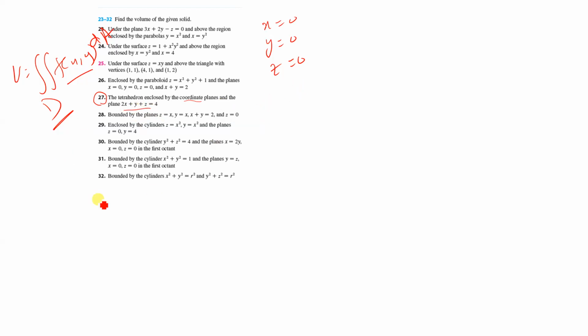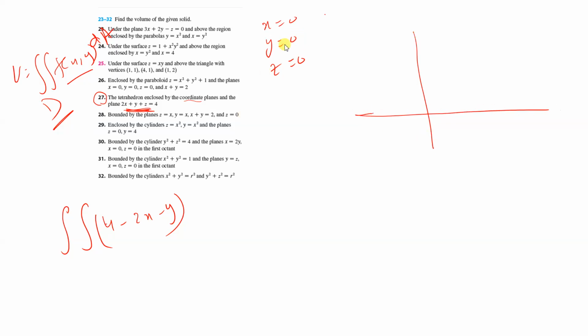So z here is, let me write one by one, z here is 4 minus 2x minus y. This is the equation of the plane. Okay, and let's identify the region. So first of all, the projection of the region on the xy plane. The plane x is equal to 0 and z is equal to 0, that is this line, x is equal to 0.